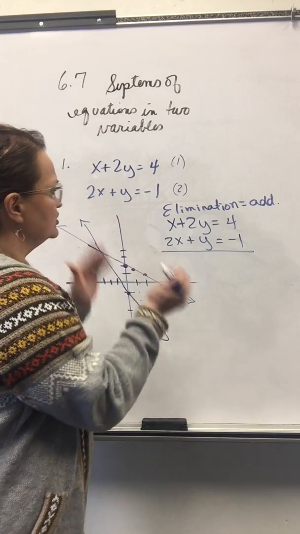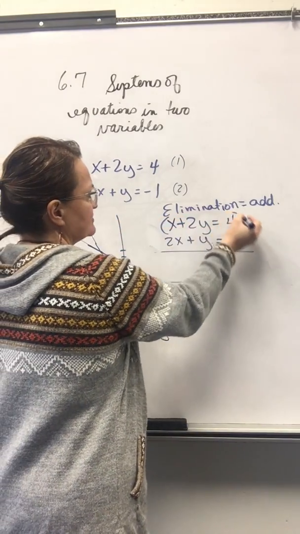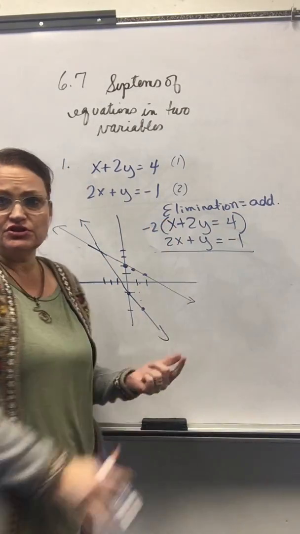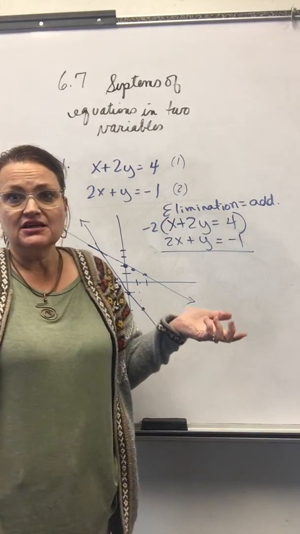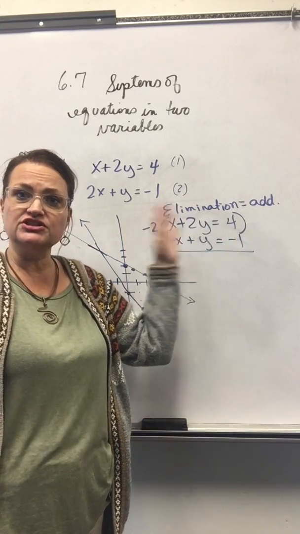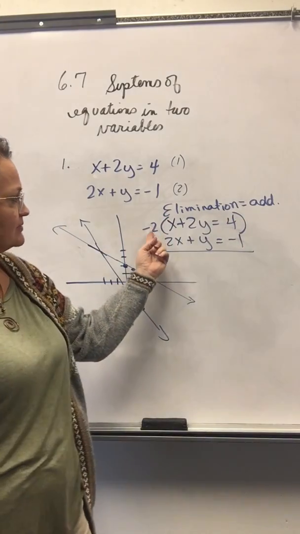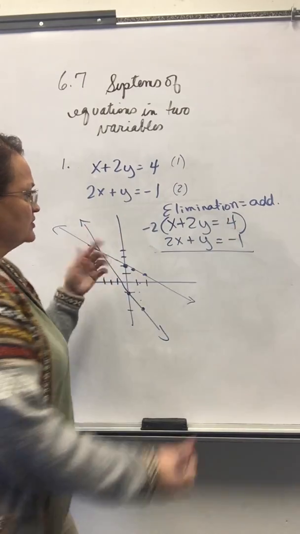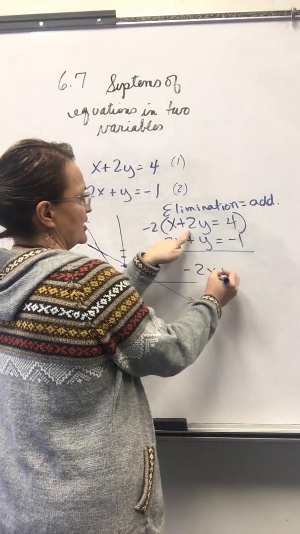So what I could do, there's a couple of options, but I could times this first equation by -2. You're allowed to do that because as long as you do the same thing to all the terms, we're keeping an equivalent equation, just changing its looks. So I'm going to times through by -2 onto equation 1, making it -2x.